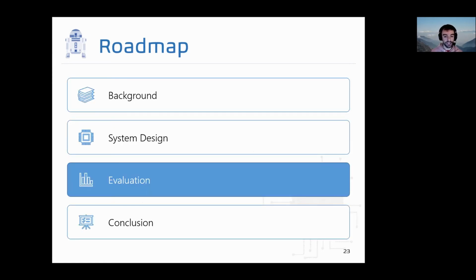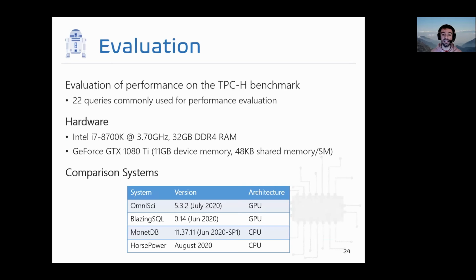So we actually implemented the system and performed an evaluation by looking at the TPCH benchmark, which is a set of 22 queries commonly used for performance evaluation in the SQL space. And we tested this on a recent-ish bit of hardware, so Intel i7, as well as a 1080 Ti from NVIDIA. In terms of our comparison systems to see how we're performing against other runtime areas, we have in the GPU space, OmniSci as well as Blazing SQL.